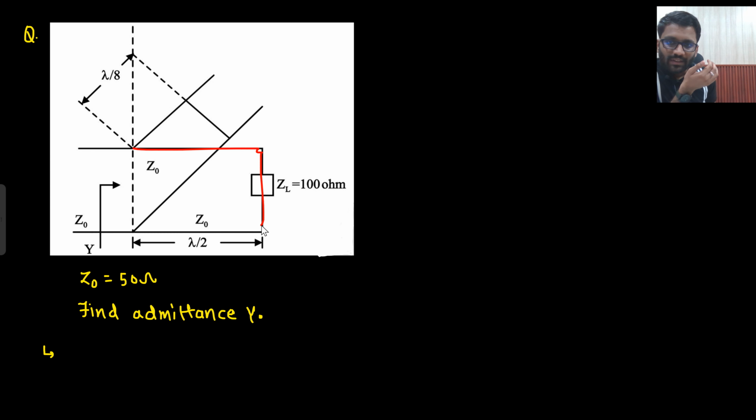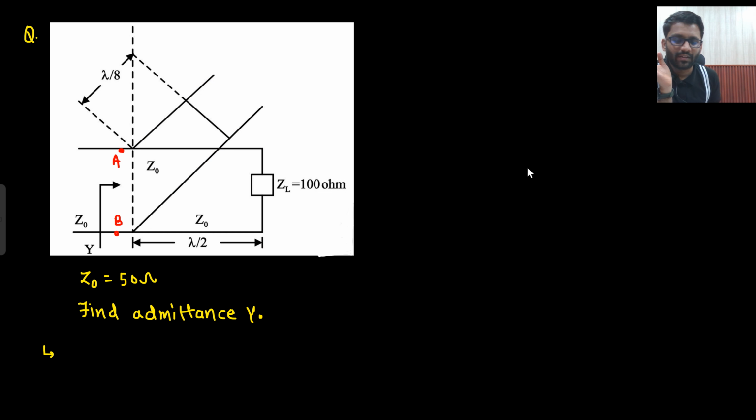Yeah, this is one transmission line. Then this is one transmission line. Basically, this node is A. This node is B. So between A and B, there is this one transmission line and another transmission line. For the lambda by 2 line, what will be the impedance? Simply it will be copied, the same 100 ohm will be copied.